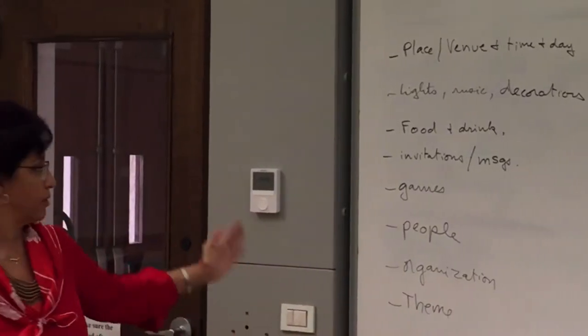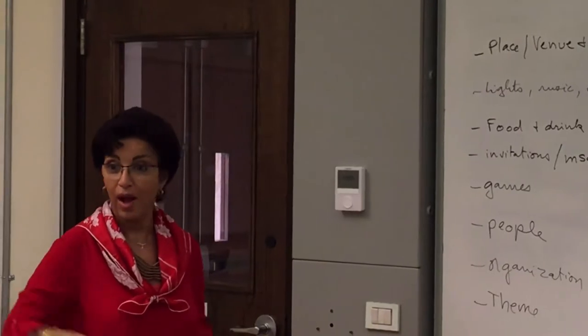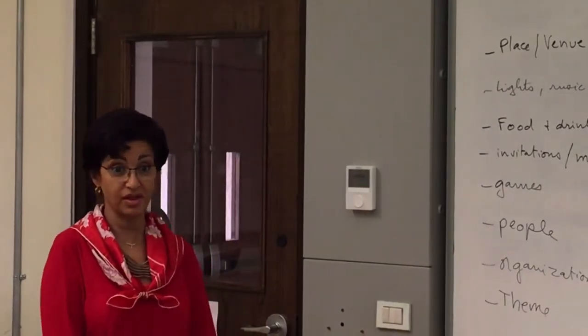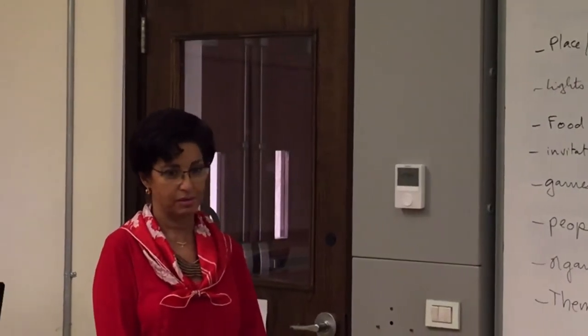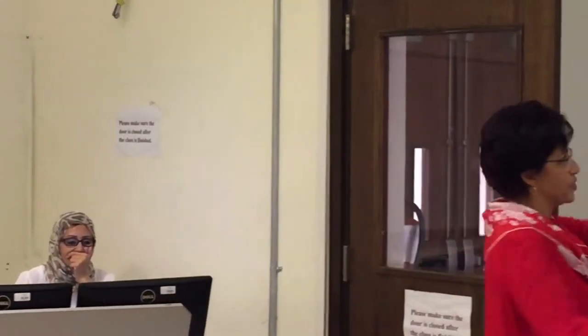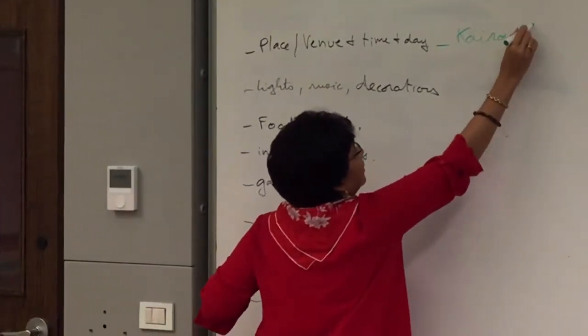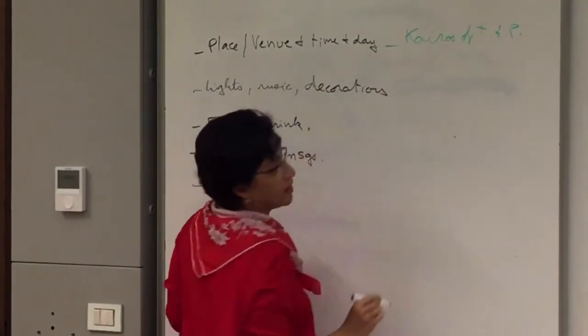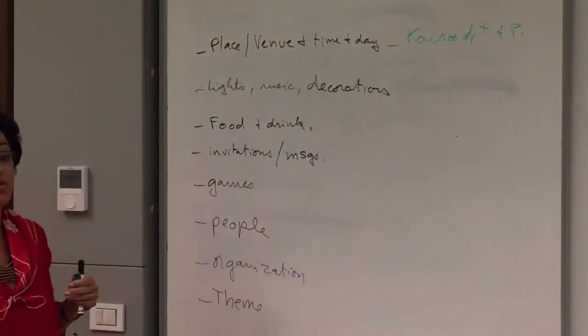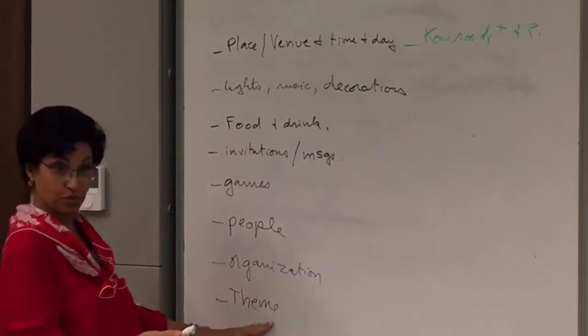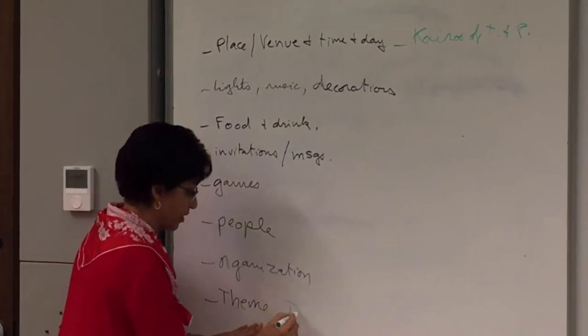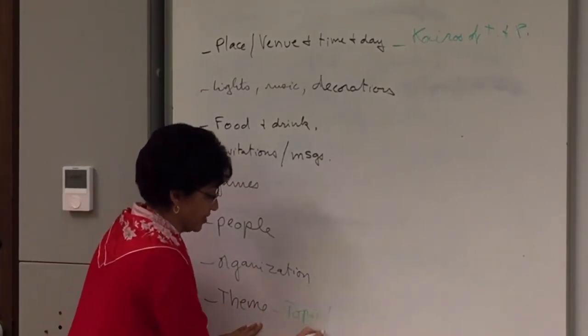Okay, so far we are done. Now, link this party organization to your research. Link it to your research, to what you've learned so far about research. Absolutely. Here you have Kairos of time and place, of course. Okay, what else? Your theme is your research question, yes? Your topic and your research question, yes?